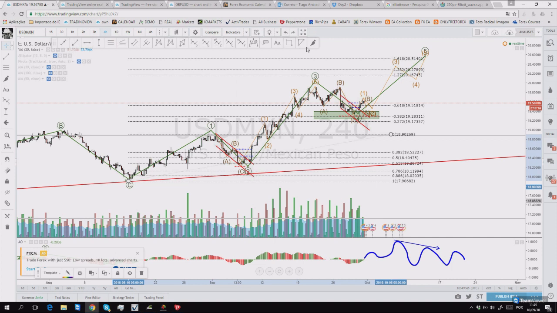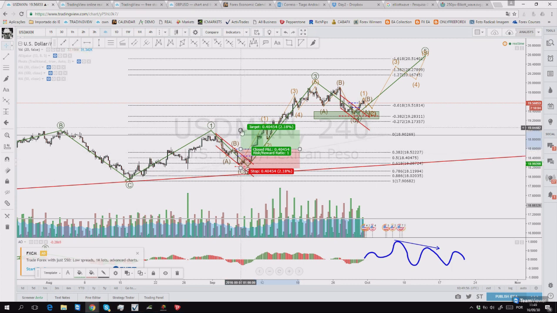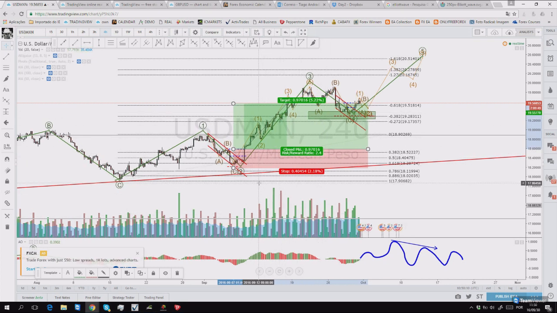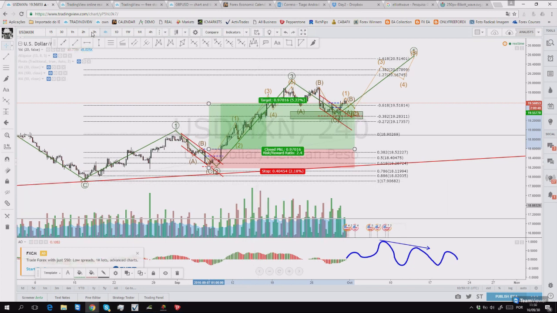So what would my trade be? My trade would be, let's put entry there, stop there, exit on the 1618. Two to 4. What if I was looking at this? If I was looking at this, I could be counting the waves.